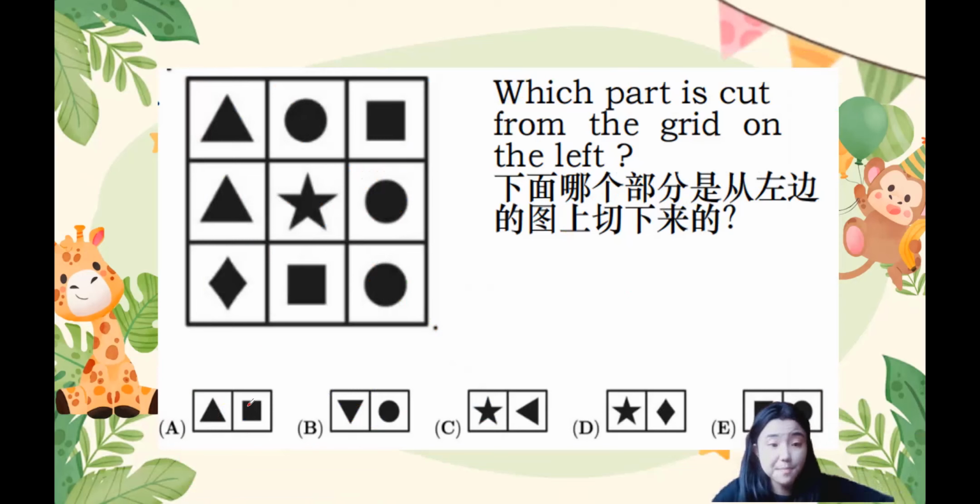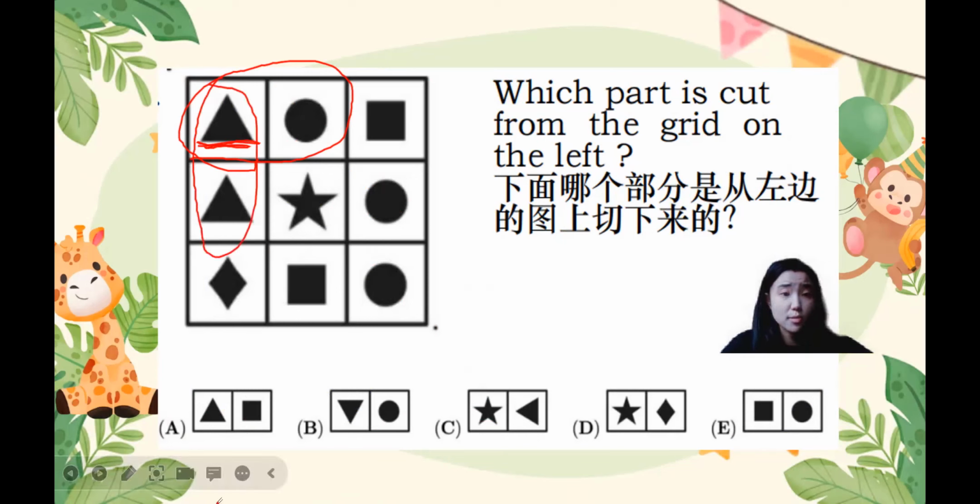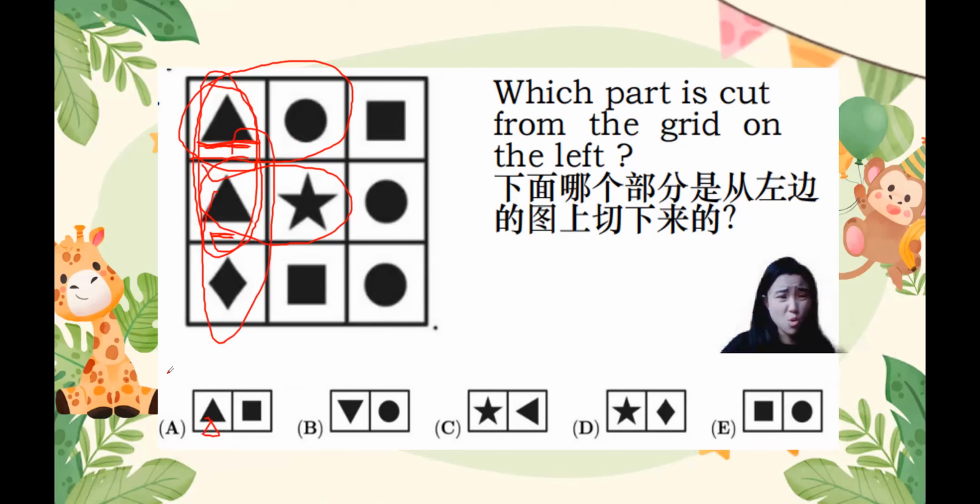Okay, let's look at the options one by one. A, a triangle and a square. Let's see. Oh, yeah, this is a triangle, so it is possible. But let's look at it horizontally. No, it's a circle. Vertically, no, there are two triangles. Okay, let's move on to another triangle. This is another triangle. Horizontally, no, it's with a star. Vertically, a triangle, and also vertically a diamond. No. Still no for option A.